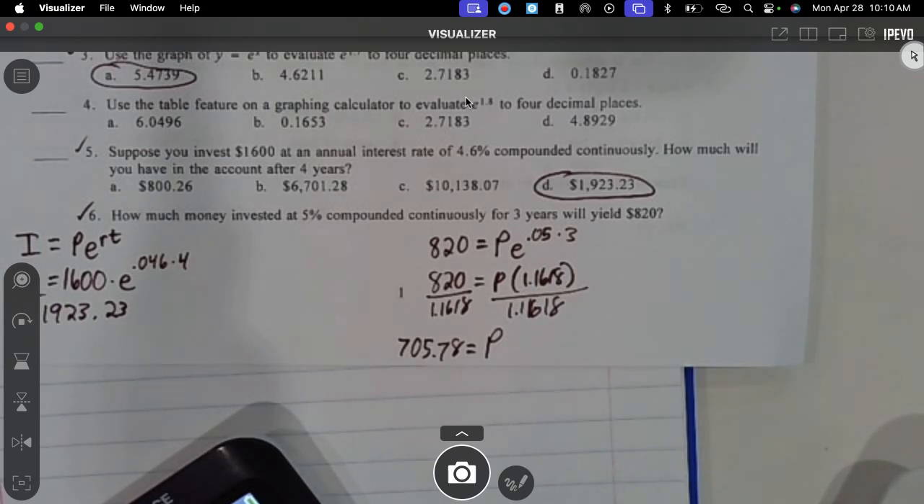Let me find my study guide. Which one did this start with? 4 to the X? Yeah. 705.78. That's what they got. Okay, are we ready to keep going? I've got the air. I feel it better, y'all. Just give it some time. Okay.